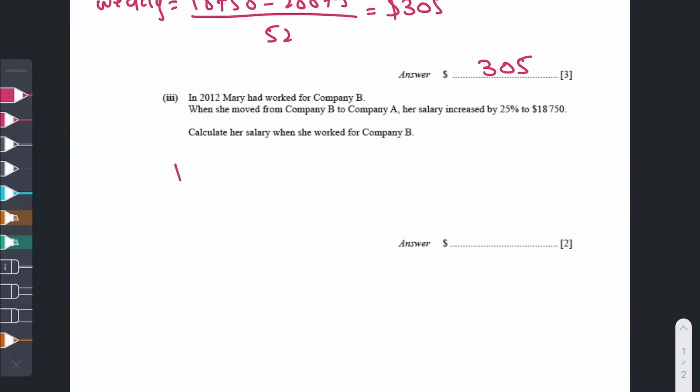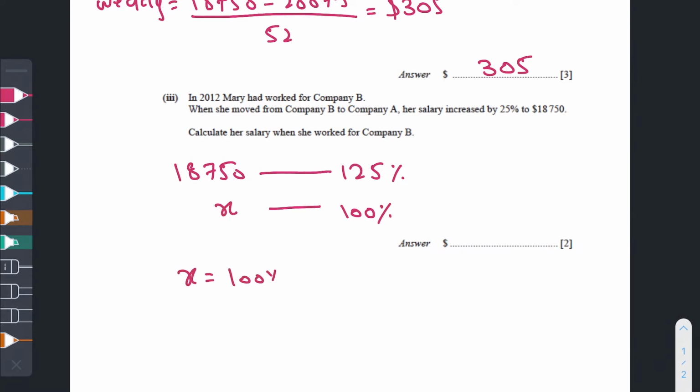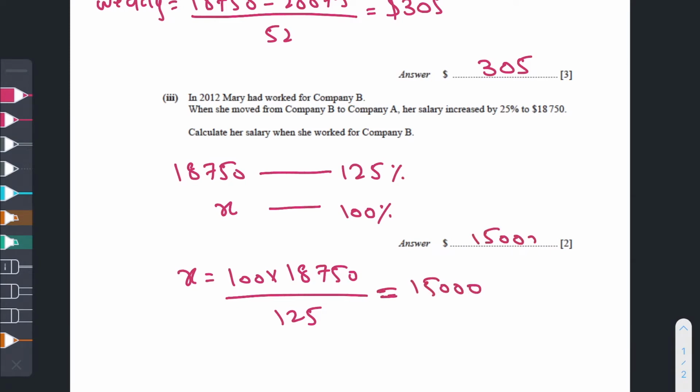So if her new salary, $18,750, was an increment of 25% on the original amount, this should be equal to 125%. But we need to find her original amount, and that is X in this case. So you cross multiply 100 by 18,750 and divide that by 125. When you plug this into the calculator, you get $15,000. Her salary was $15,000.